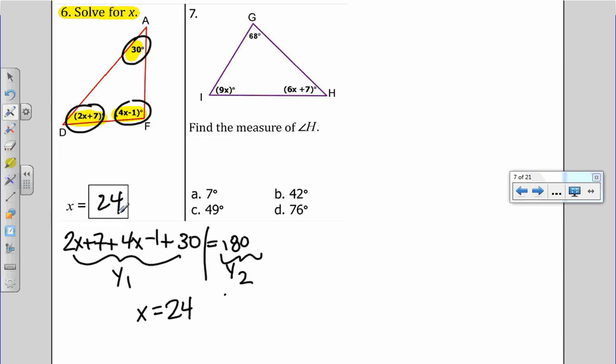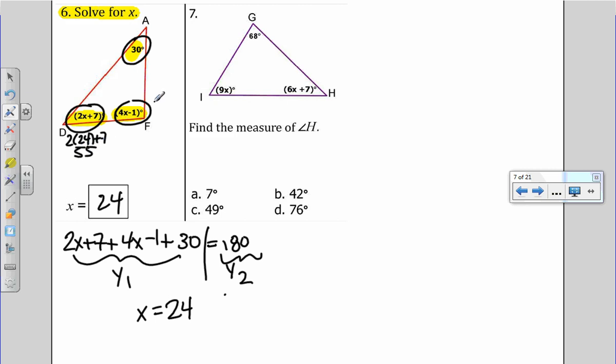That's all we needed to do for problem number 6. However, it's sometimes a good idea to solve for those angle measures anyway, just to check yourself, see if your algebra was correct. So angle D is 2 times x plus 7, or 2 times 24 plus 7. So 2 times 24 plus 7 is 55 degrees.